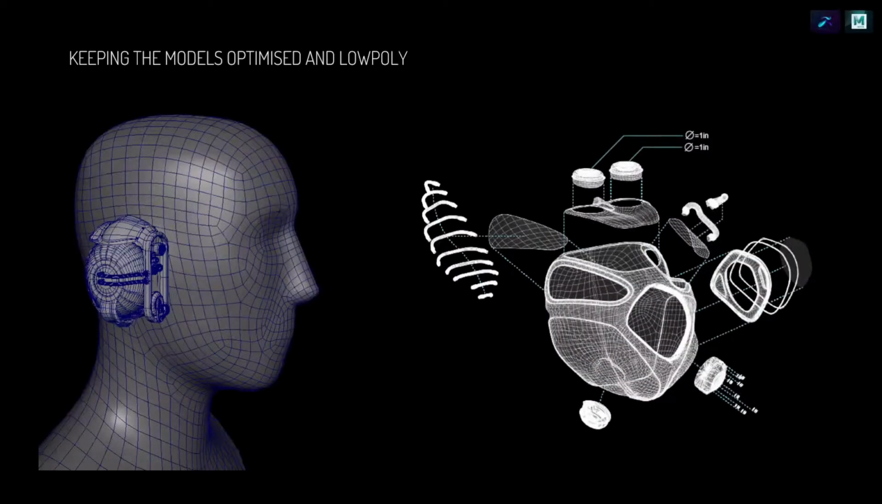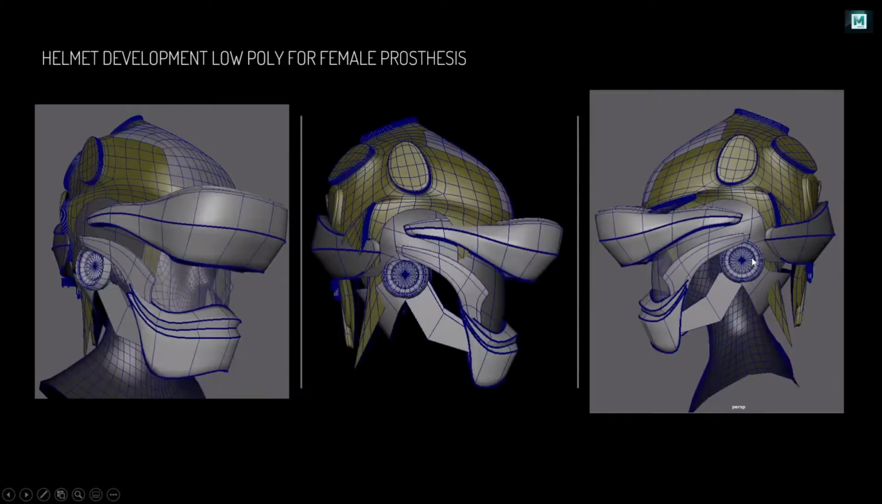Keeping the models optimized and low poly is very important. A good designer will not just keep meshing and getting to some trillion or million polygons, but keep it clean, keep it low. It will really help you in the end. I usually used to keep it very low poly from the start, so I don't get stuck when it's time for the Unreal stuff.